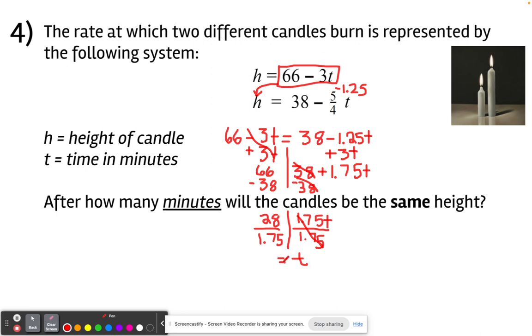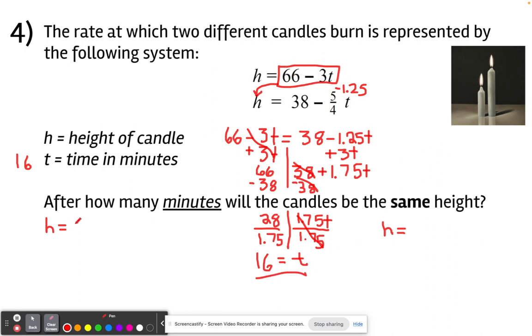So 28 divided by 1.75 is 16. So we're talking time here. We're talking 16 minutes. So now I want to know my height. Well, I'm going to actually plug it into both. Because if I did this right, the height of both will be the same. So I'm going to put my first candle on one side and my second candle on the other. And I'm trying to find out their height after 16 minutes because they should be the same.